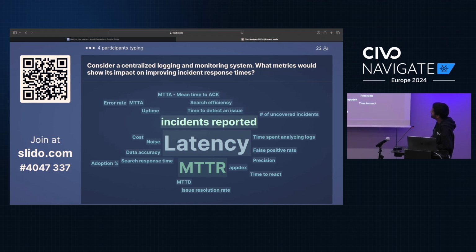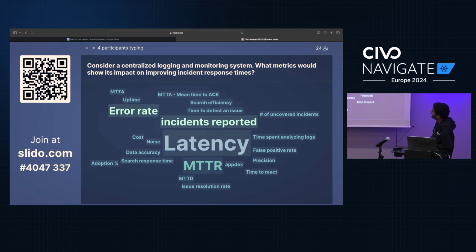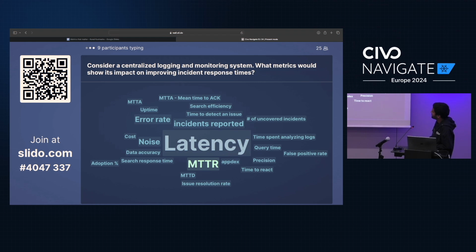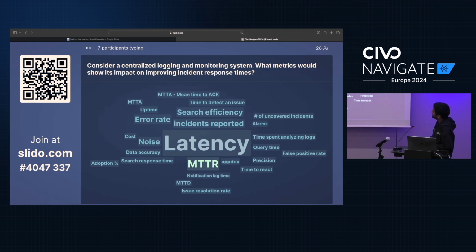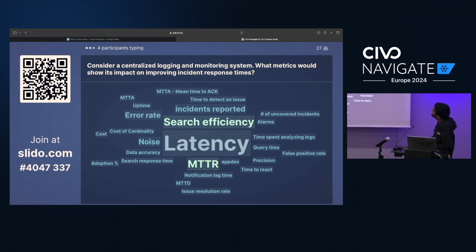4 more people typing. Error rate. This is actually good, like user research. We are doing live right now. You can take a picture.